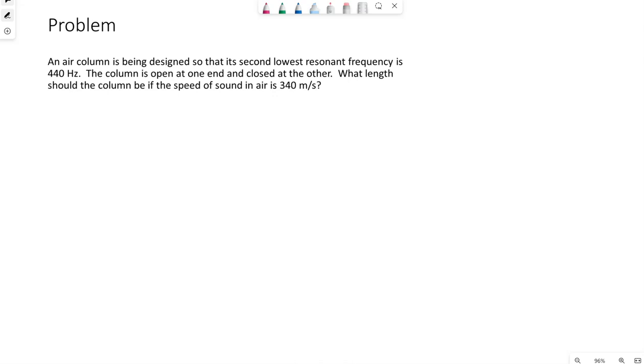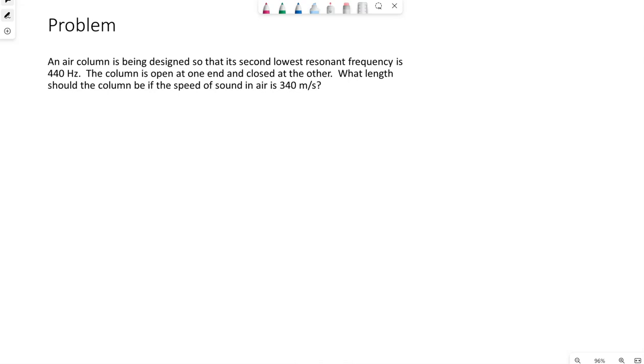This example problem says, an air column is being designed so that its second lowest resonant frequency is 440 hertz. The column is open at one end and closed at the other. What length should the column be if the speed of sound in air is 340 meters per second?